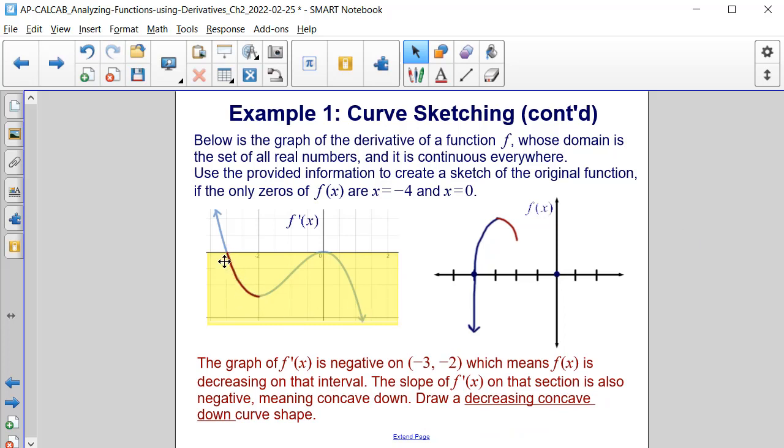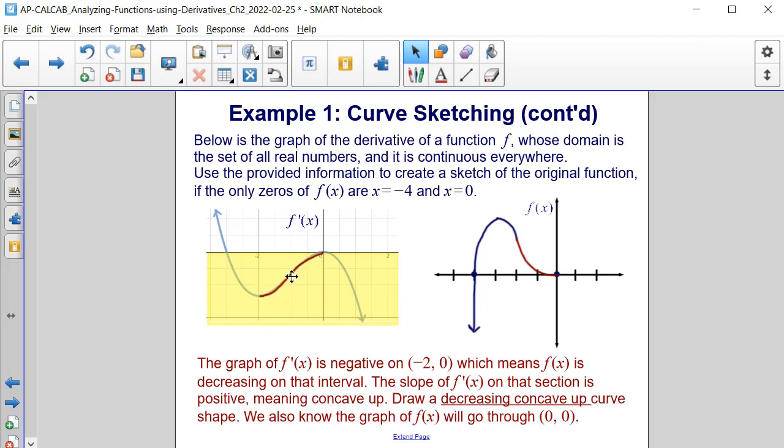If we analyze this next section of our f prime graph, we can see that it is negative from -3 to -2, which means that f of x is decreasing on this interval. We also know that the slope of f prime of x on this interval is also negative, meaning that it is concave down. So we are going to draw a decreasing concave down section of the curve shape from x equals -3 to x equals -2.